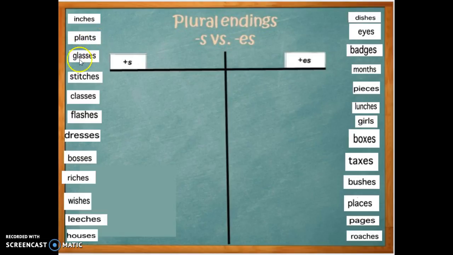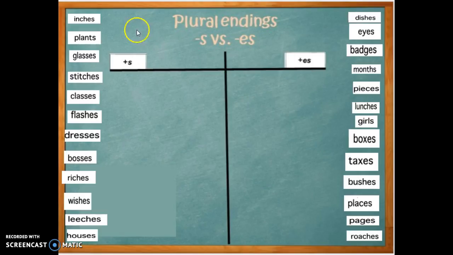But if you see on this one, glasses, right? One glass, singular. Glasses, that ES on the end makes it plural, so more than one. So sometimes plural means that you add an S on the end or an ES. So watch the way I sort.